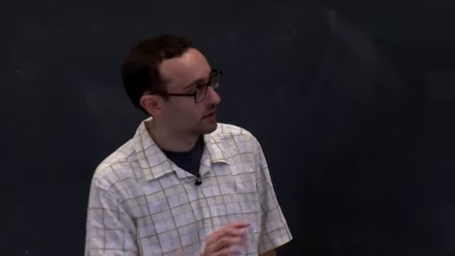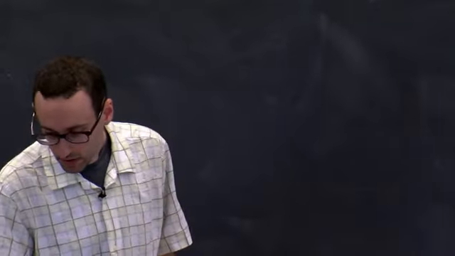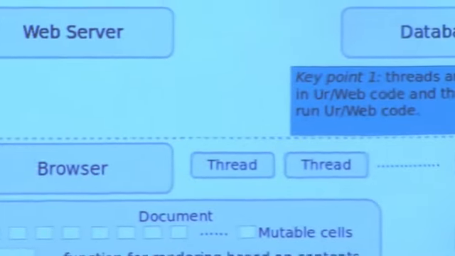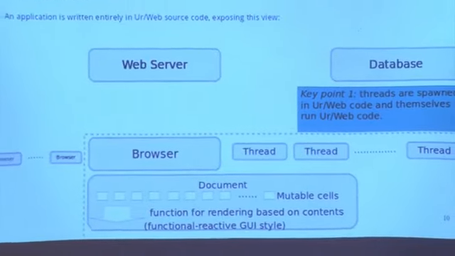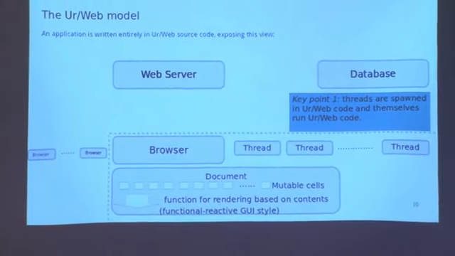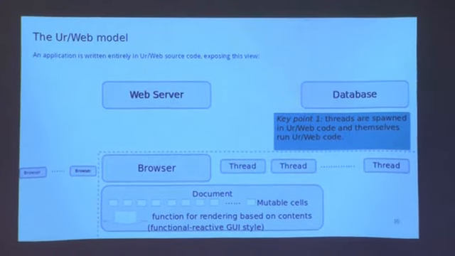All right, and on each client, there can be many different threads running at once. These threads are spawned in UrWeb code and themselves run UrWeb code, but the compiler needs to translate them into JavaScript to get the browser to run them. So that's one of the services the compiler provides. That's one important point about the threads.